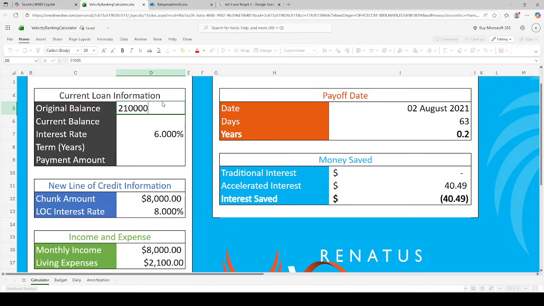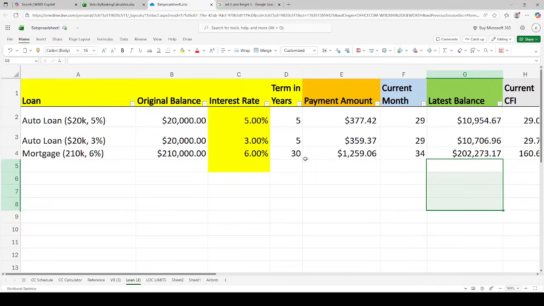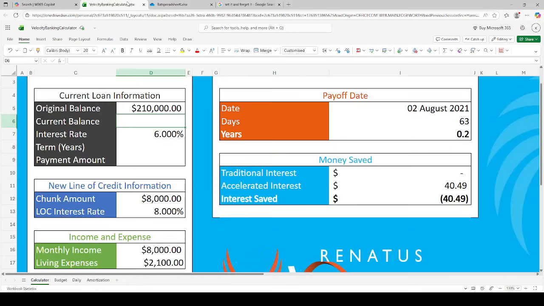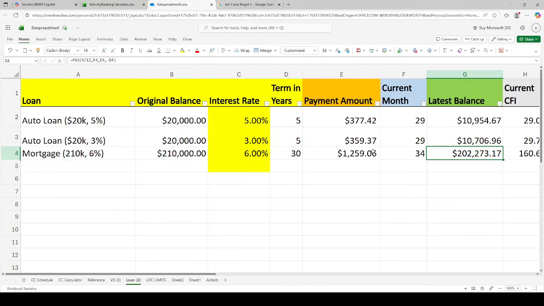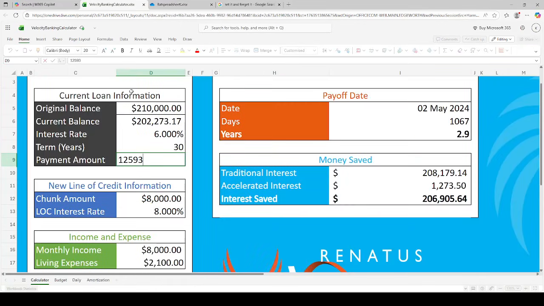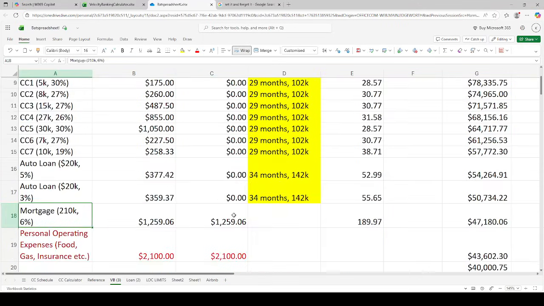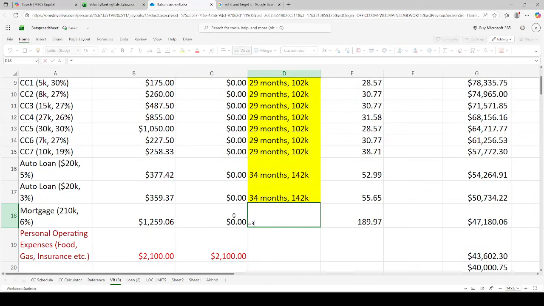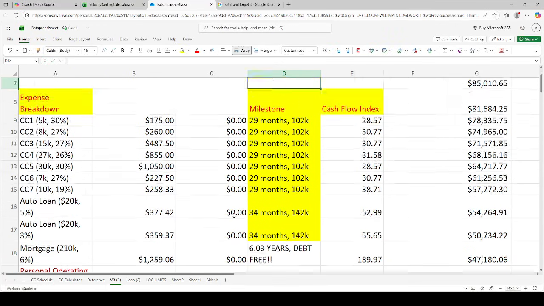So let me just show you here. 210,000 is the original balance. Current balance is 202,273.17. 30-year term, and payment amount is 1259.06. And then all I have to do is do this, and then blam, 3.2 years paid off. All right, so now this is 0, and then this is 34 divided by 12 plus 3.2, and then 6.03 years, and then we are debt free. That was easy. Okay, that was relatively easy.